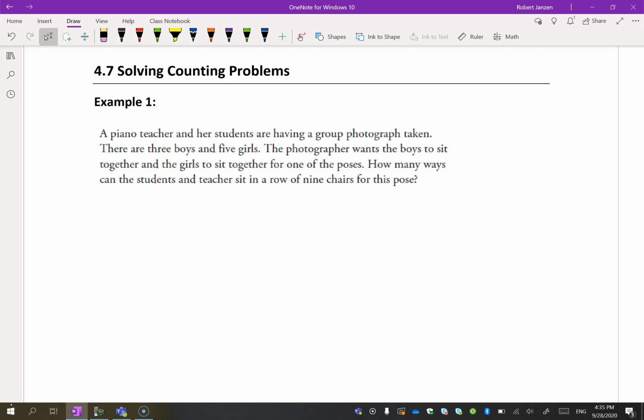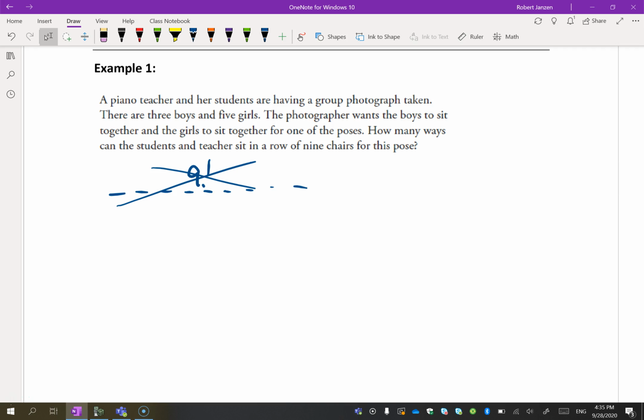A piano teacher and her students are having a group photograph taken. There are 3 boys and 5 girls. The photographer wants the boys to sit together and the girls to sit together for one of the poses. How many ways can the students and teacher sit in a row of 9 chairs? All right, if there were no conditions, if we just had the 9 chairs, this would be 9 factorial. Okay? But that's not going to work here because there are some conditions.